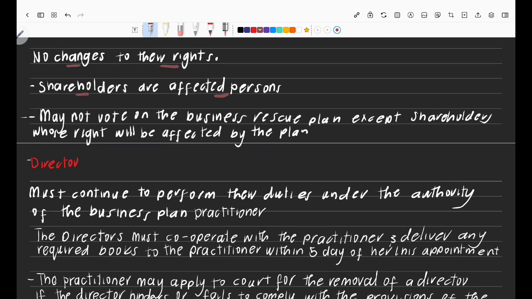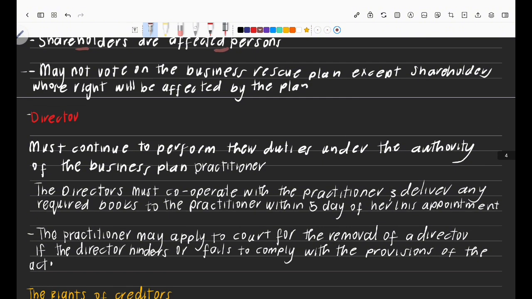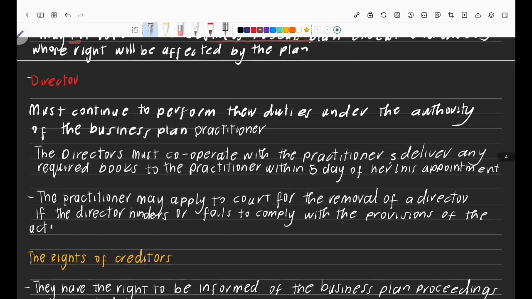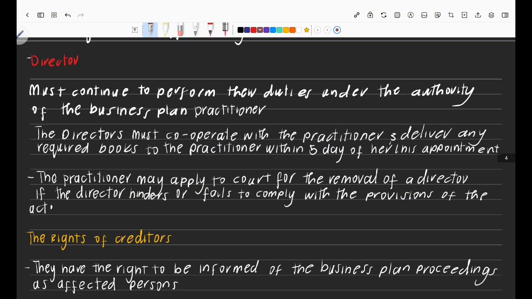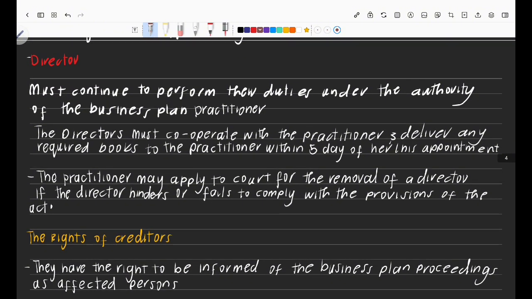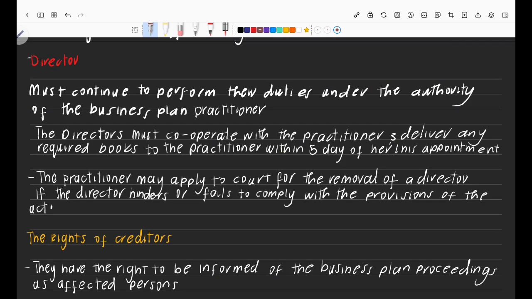Shareholders are actually affected persons, as we said, and shareholders may not vote on the business rescue plan, right? They are not going to vote on the business rescue plan. Why? Because they are not creditors. They are equity holders, right? Not creditors. They are not recorded as our liability on our statements, right? And the entity has no obligation to pay them.